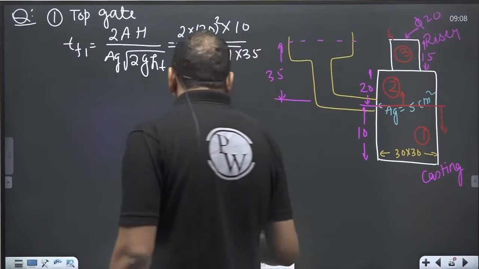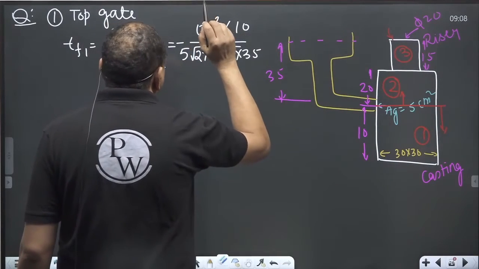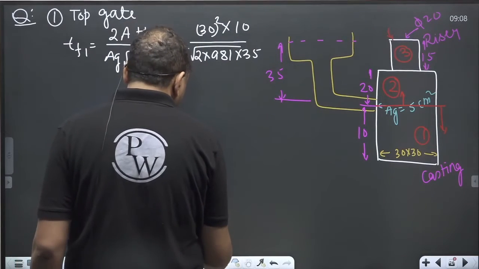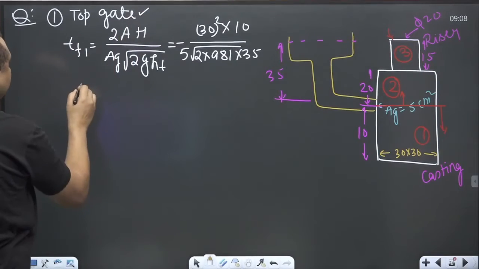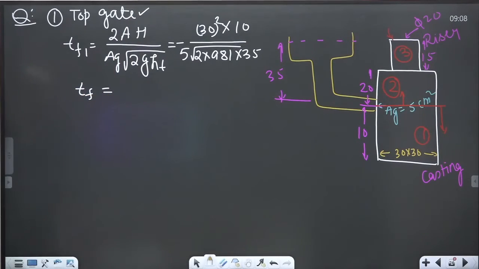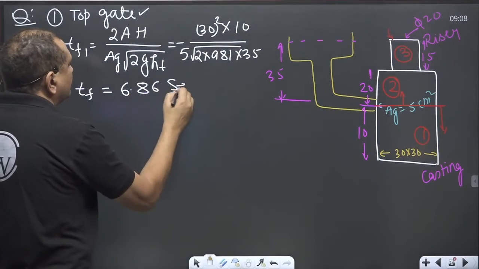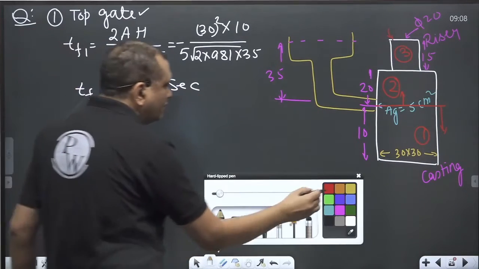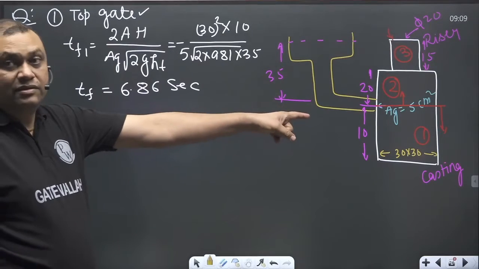So, all right. It's a top gate. So, answer will be 6.86 seconds. So this is the time to fill the section 1.